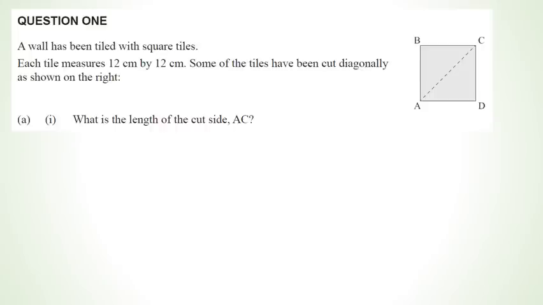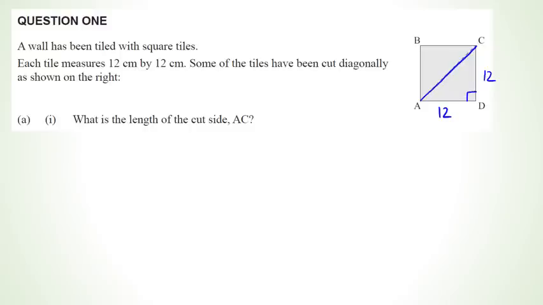So with this first question here, you've got a wall that has been tiled with square tiles. Each tile measures 12 by 12. So we've got 12 by 12. Some of the tiles have been cut diagonally as shown on the right. What's the length of the cut side AC? So basically they're asking you, what is this side here? And you have a right angle triangle there.